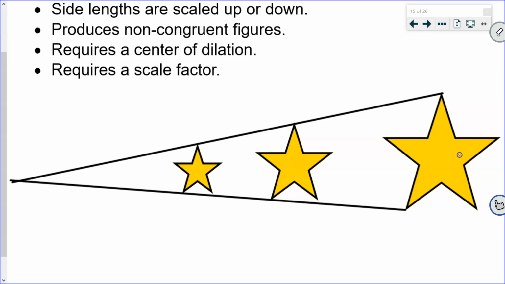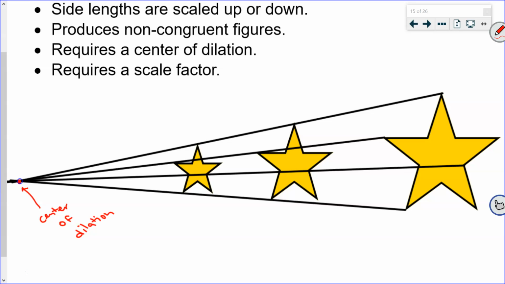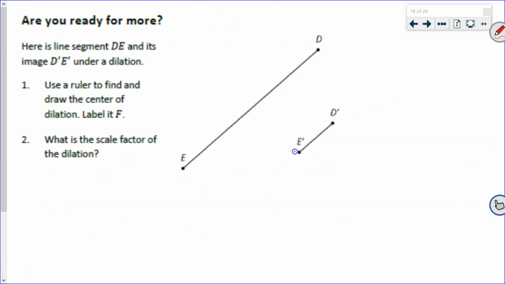So you can work backwards. That's what I'm doing now, is I'm working backwards to now go back and figure out where that center of dilation is. Lining up those corresponding points, extending it even further back to figure out that center. And now I can see exactly where that is again. There is the center of dilation. Use that to answer our next question.